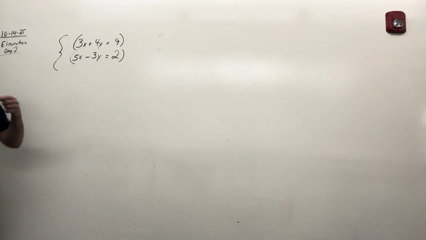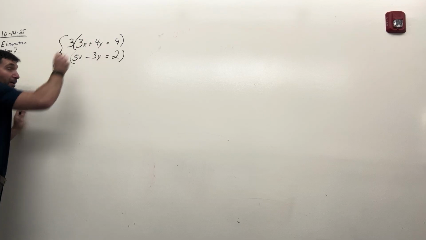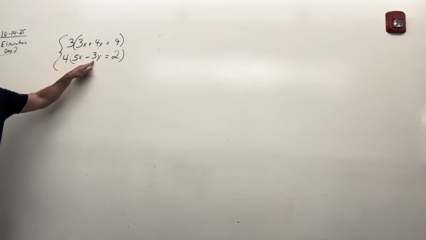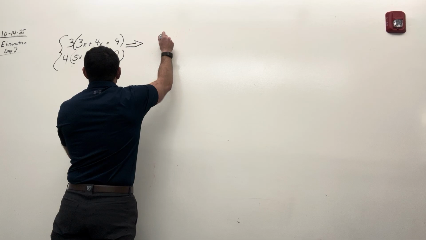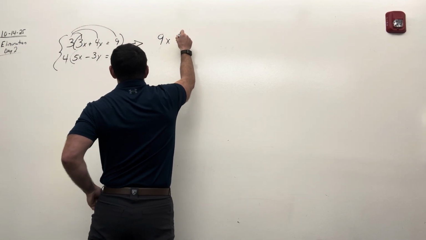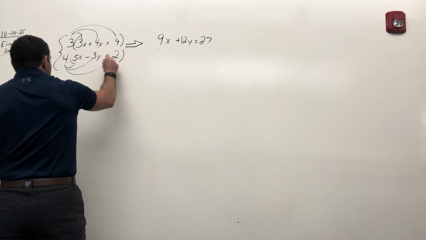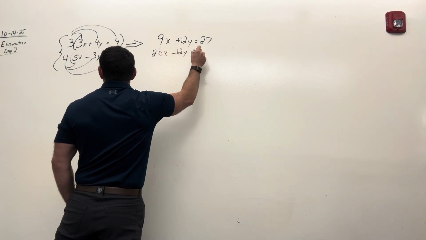So here's what I'm going to do. Just like the denominators with fractions where you multiply by the opposite, to get the denominators to be the same, we're going to multiply by the opposite numbers. So this one will get multiplied by 3 because my y will be 12. This one will get multiplied by 4 because my y will be 12. So 3 times 3x. So now we're changing the problem. Now we have 9x because we're distributing. That gives me 9x plus 12y equals 27. Multiply, multiply, multiply. Gives me 20x minus 12y equals 8.